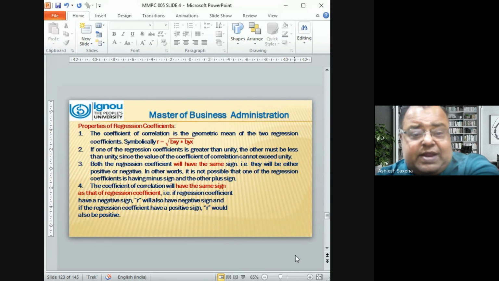If you don't know, then you have to remember the properties. If one of the regression coefficients is greater than unity, the other must be less than unity, since the value of the coefficient of correlation cannot exceed unity. Both the regression coefficients will have the same sign. If you get bxy as plus and byx as negative, there is something wrong with your calculation because theory says they should have the same sign.